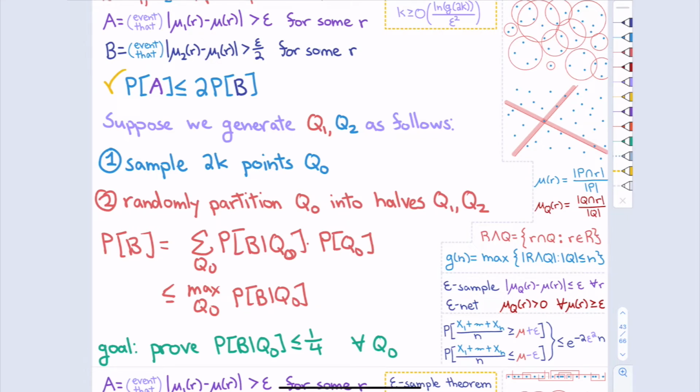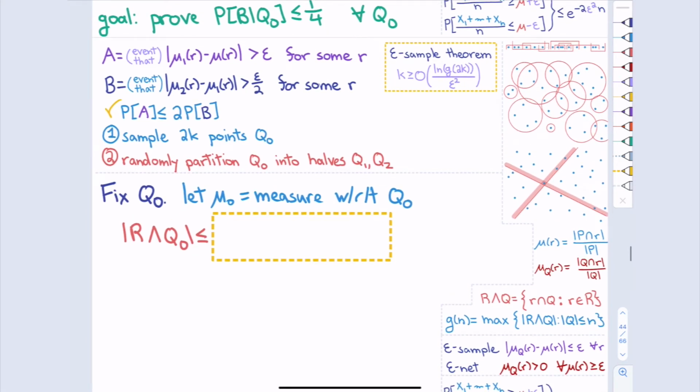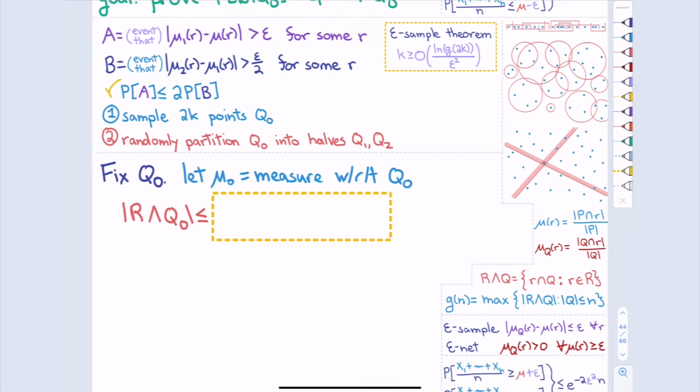of 2K points that are going to get divided up into 2 sets. And then just try to show that the probability of B happening conditional on Q0 is at most 1/4, no matter what Q0 is. All right. So we're fixing Q0, and I'm letting mu0 be the measure with respect to Q0, as usual.